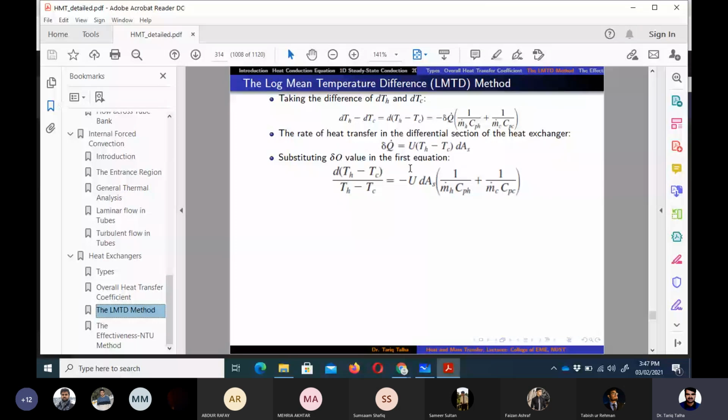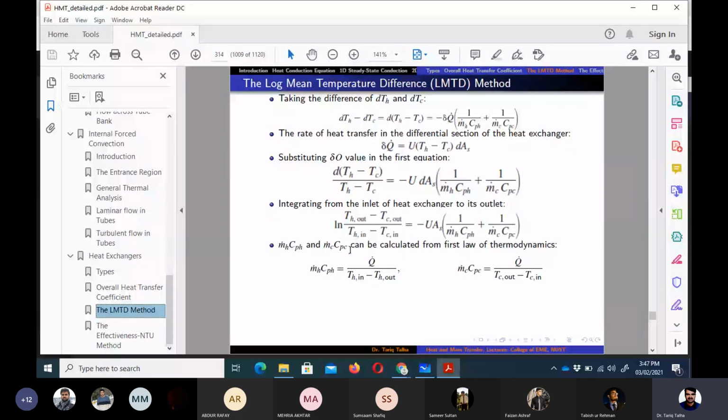And then if we put the value of delta Q is equal to U into the temperature of hot fluid minus temperature of cold fluid into dAs, and then do the separation of variables and the integration, we come up with a logarithmic function here, because we know that dx upon x would be equal to natural log of x. So here x is TH minus TC.